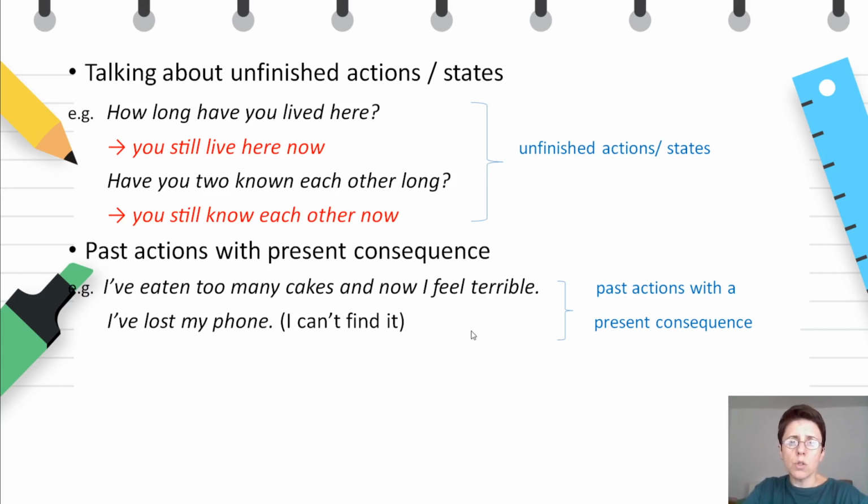Finally, we use the present perfect to talk about past actions with a present consequence. For example, I've eaten too many cakes and now I feel terrible. Or I've lost my phone. I can't find it.